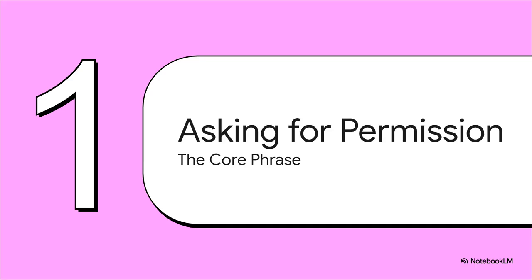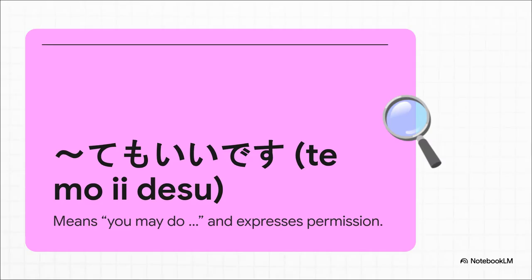Before we get into all the verb-changing stuff, let's just meet the core phrase that makes this all work. The magic phrase is te-mo-ii desu. In its most basic form, this is how you give someone permission. It pretty much means you can do or it's okay if you do whatever the action is. That little te at the beginning, that's our placeholder for a verb, which we'll get to in just a minute.